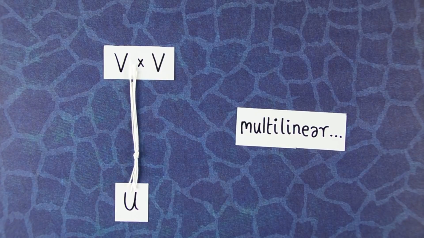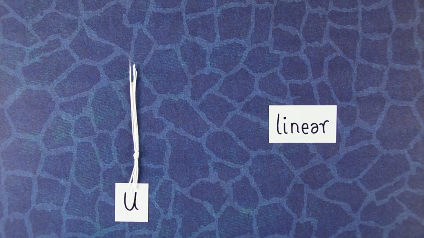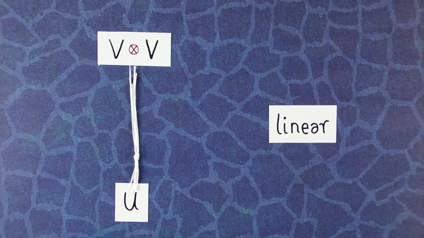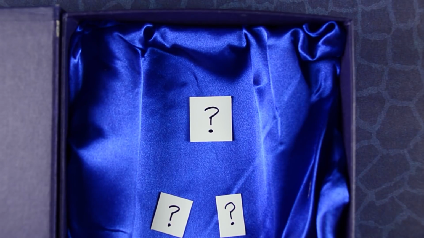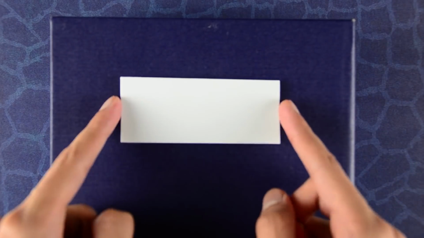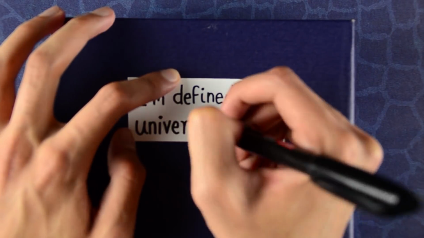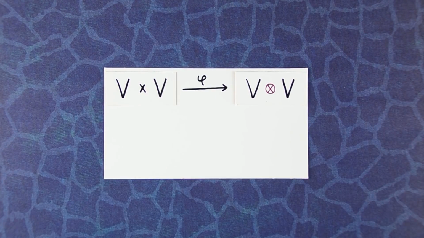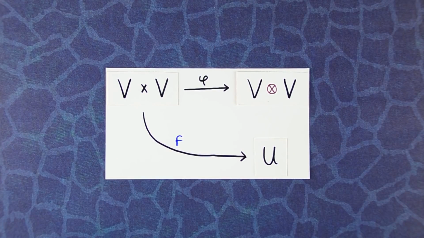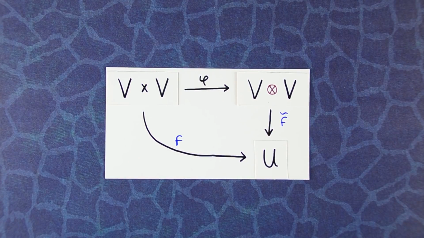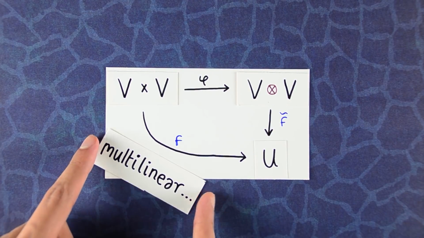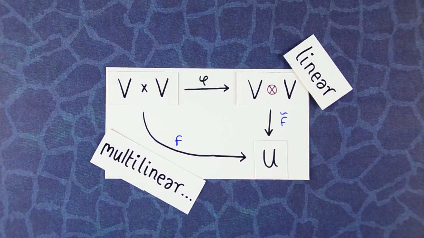You can convert that into a linear map from a different vector space that we call V tensor V. So what is V tensor V? Think of it as a black box. We're not going to define it as a set. We'll define it in terms of its property, a universal property that defines it up to isomorphism. There is a fixed multilinear map phi, such that for any multilinear map F, there is a unique linear map F squiggle from V tensor V to U. The moral: you started off with a multilinear map, and you ended up with a linear map.